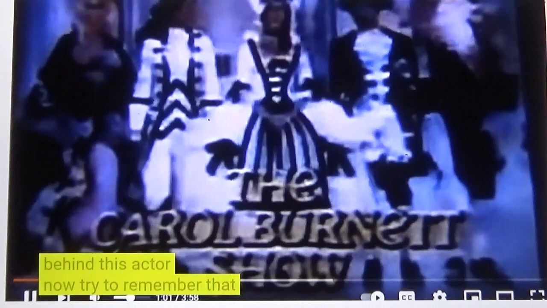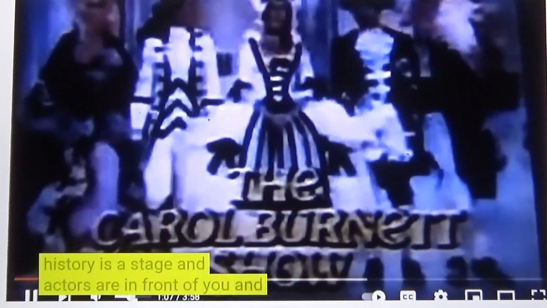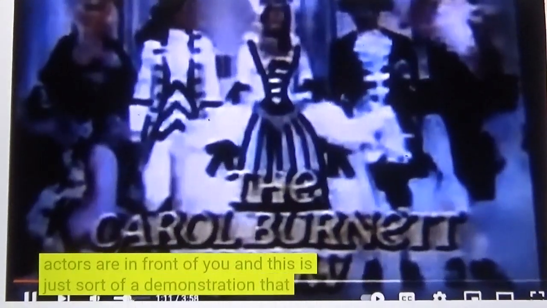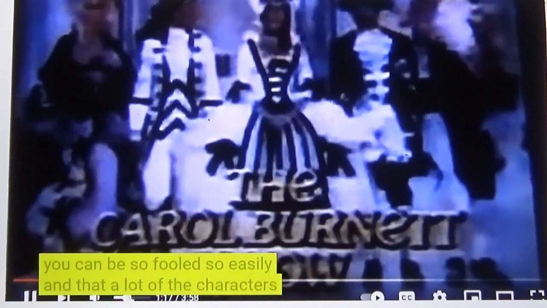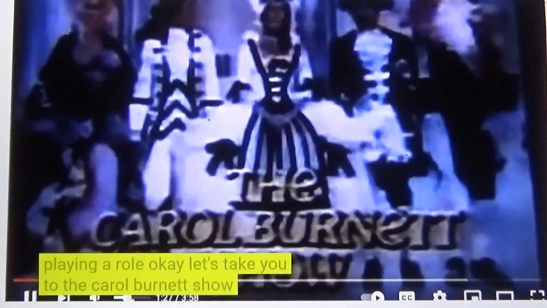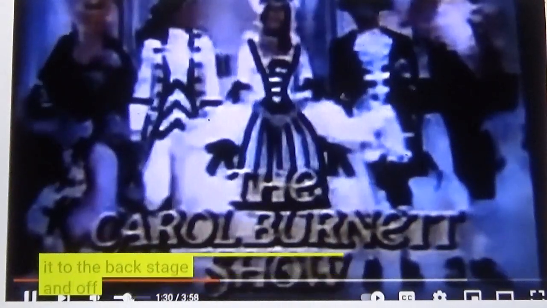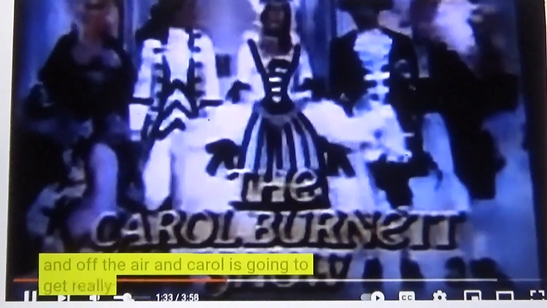Now try to remember that history is a stage and actors are in front of you. And this is just sort of a demonstration that you can be so fooled so easily. And that a lot of the characters of history were just simply actors playing a role. Okay, let's take you to the Carol Burnett show and then sort of to the backstage and off the air. And Carol is going to get really, really revealing here.